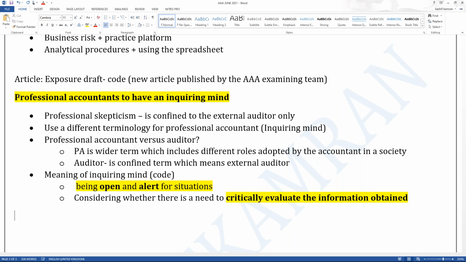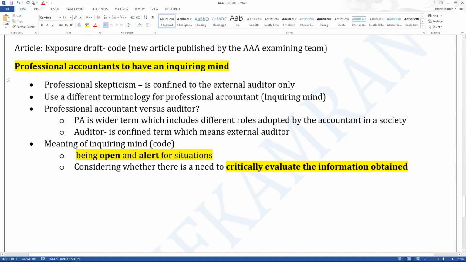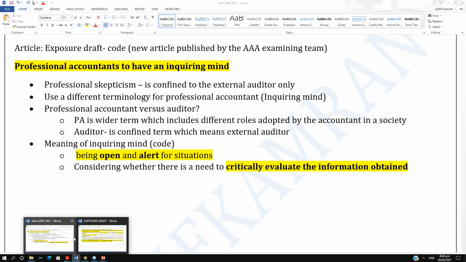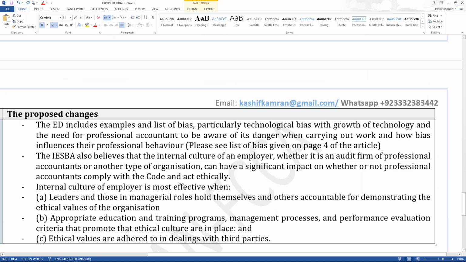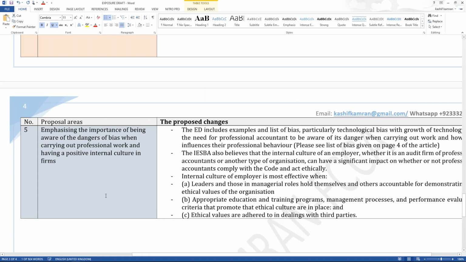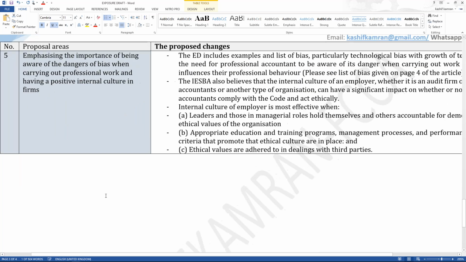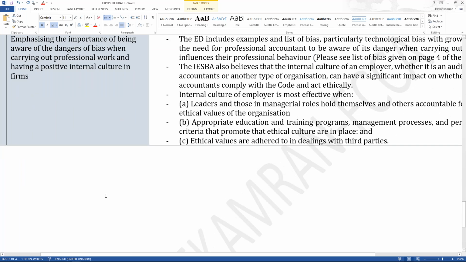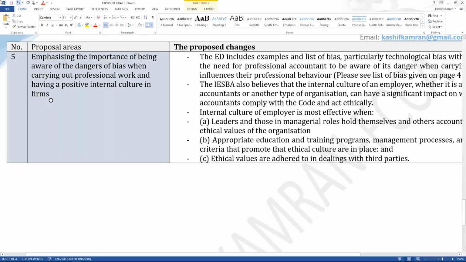Okay, the last change which has been brought by this article, the fifth one. The fifth change is on the next page of the summary. I hope you got the summary from my day one and you must have taken a printout of this. Okay, let's see the fifth change. The fifth change which has been brought in is emphasizing the importance of being aware of the danger of bias.